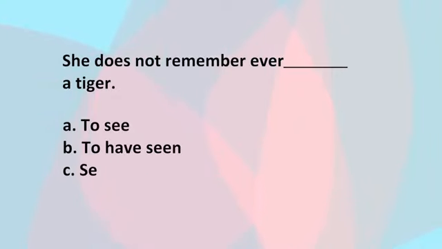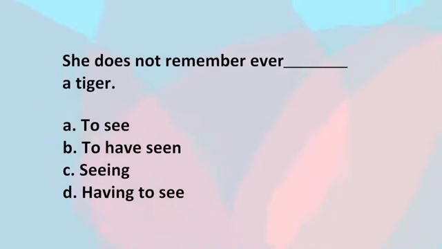Let's look at another option under best completes. She does not remember ever dash a tiger. Let's look at our options. The first option is to see. The second option is to have seen. The third option is seen. And the fourth option is having to see.